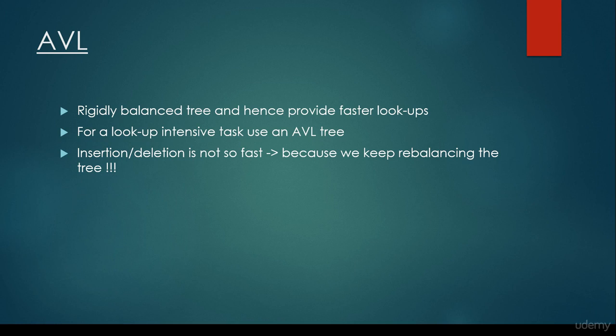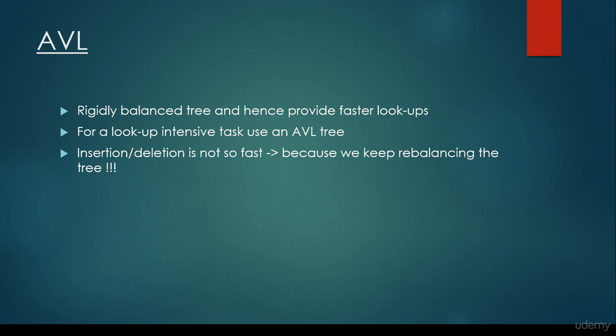What about AVL trees? They are rigidly balanced trees and hence provide faster lookups. So for a lookup-intensive task, we should use AVL trees. As far as insertion and deletion is concerned, it is not so fast because we keep rebalancing the tree over and over again. So it's very important to see the difference: because AVL trees are rigidly balanced, the lookup operation when we search for a given item is going to be very fast. It's going to be logarithmic.